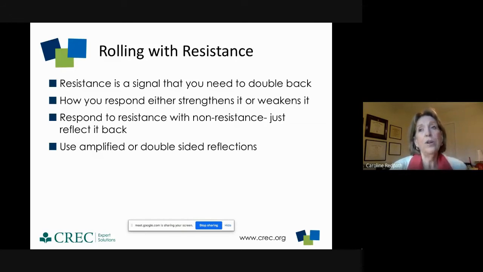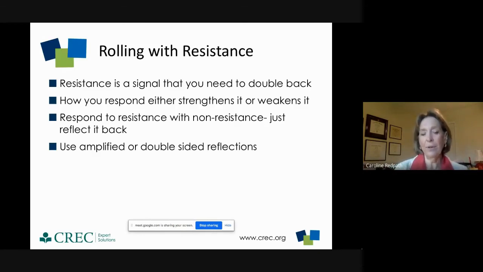When you respond to resistance with non-resistance and just reflect it back, then you're helping them move into more change talk. When you're getting resistance, you can use amplified or double-sided reflections. Double-sided goes back to that discrepancy. On the one hand, you know that you would feel better if you went to bed before midnight. On the other hand, your friends are all gaming at that time and you want to be with them. And I just did that backwards because you always want to end with the behavior you want them to do. So on the one hand, your friends are all online. On the other hand, you know you would feel better and make it to class if you went to bed on time.